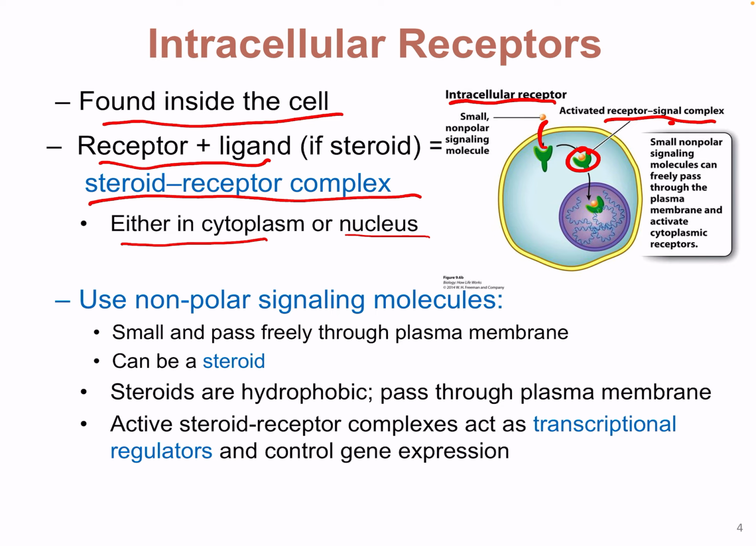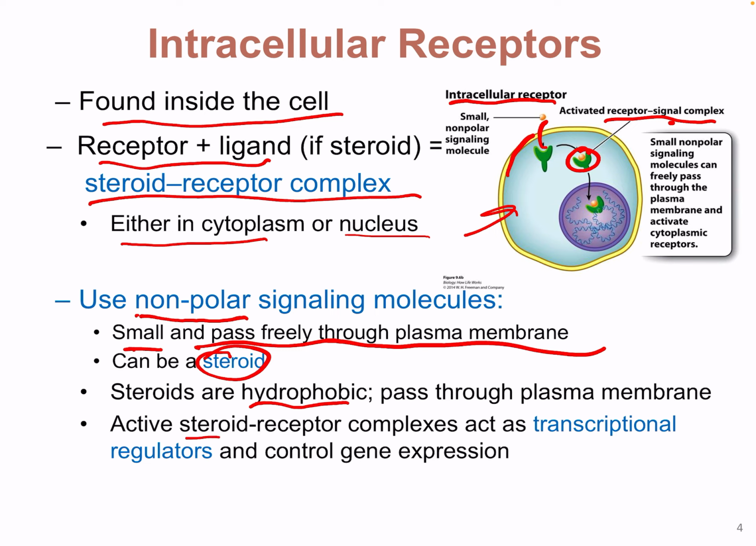Small nonpolar signaling molecules can freely pass through the plasma membrane and activate the cytoplasmic receptors. So these intracellular receptors can use nonpolar signaling molecules. These are small and pass freely through the plasma membrane, through our phospholipid bilayer. Again, these are steroids. Steroids are lipid soluble, hydrophobic, and can pass through the plasma membrane.